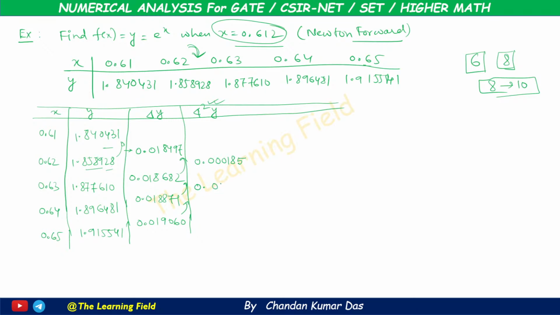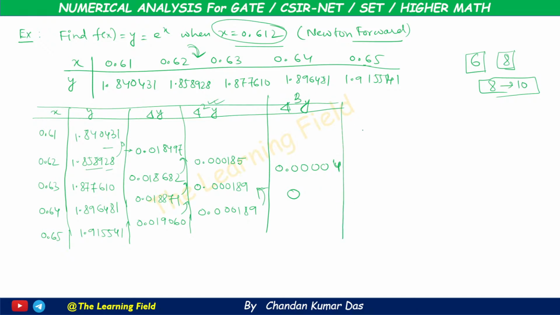The next one is 0.000189, and then 0.000189. These two are constant, already given. So this is 0, and this one is 0.000004. This is also almost constant, up to 4 decimal places. So we stop the calculation of the table at the order of delta cube. Now we calculate what we needed.